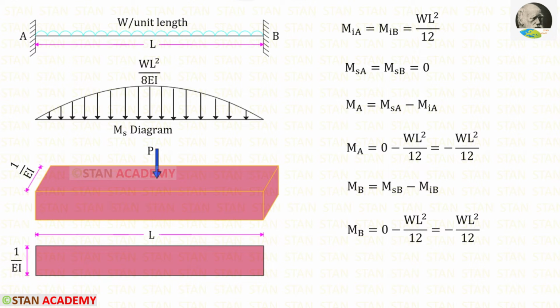Now let us find the fixed end moment MA. The formula is MSA minus MIA. Let us apply both of them. Finally for MA we are getting minus WL square upon 12. Now let us find MB. The formula is MSB minus MIB. Let us apply both of them. Finally for MB, we will get minus WL square upon 12.